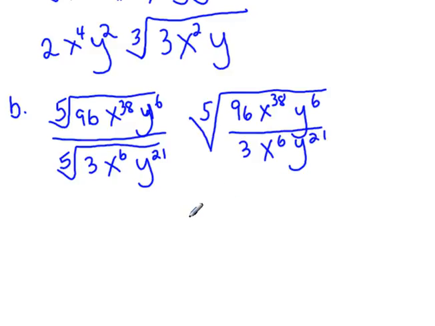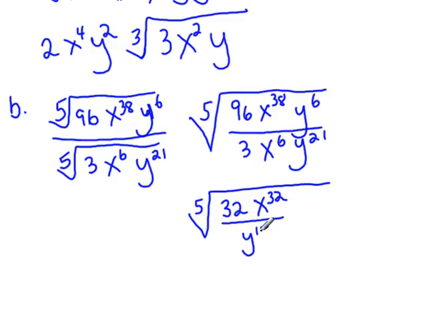So now I'm going to come down, and I have still the fifth root. 96 divided by 3 is 32. X to the 38 divided by x to the 6th. Remember, the quotient rule for powers is subtract your exponents. 38 minus 6 is 32, so I have x to the 32 over, here my greater exponent is in the denominator. I'm going to say 21 minus 6 is 15, and of course it goes in the denominator because the bigger one was in the denominator. Make sure that looks like it goes over all of that.